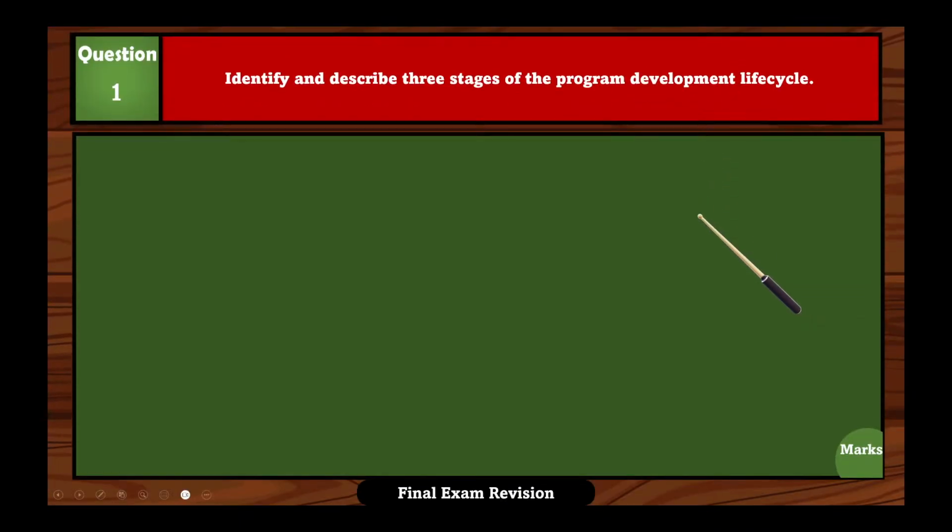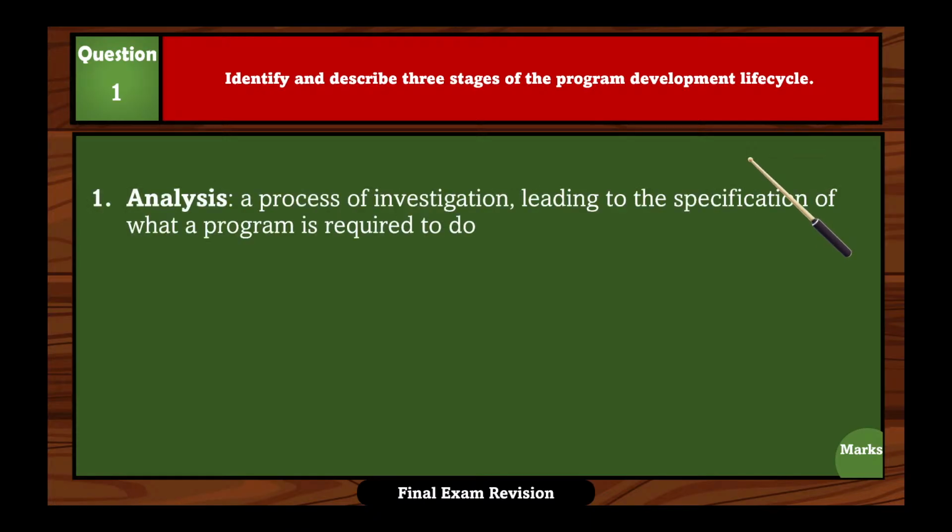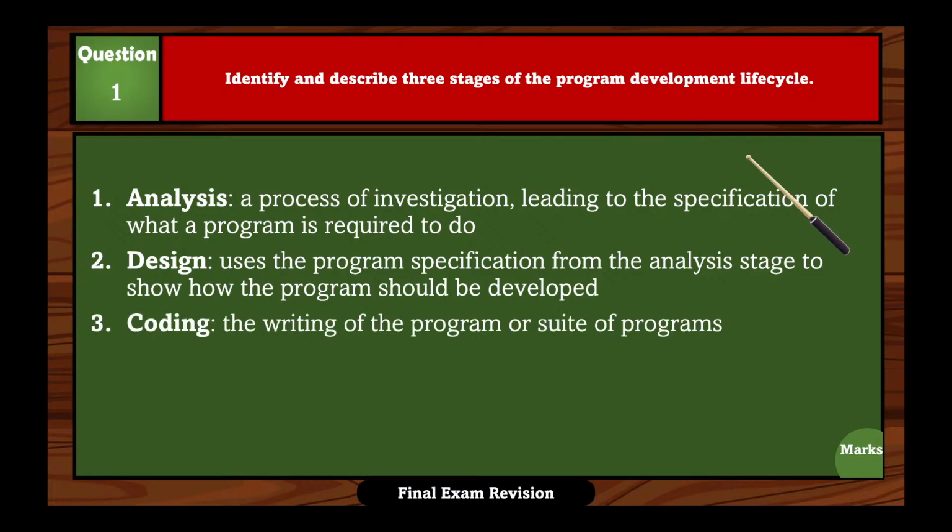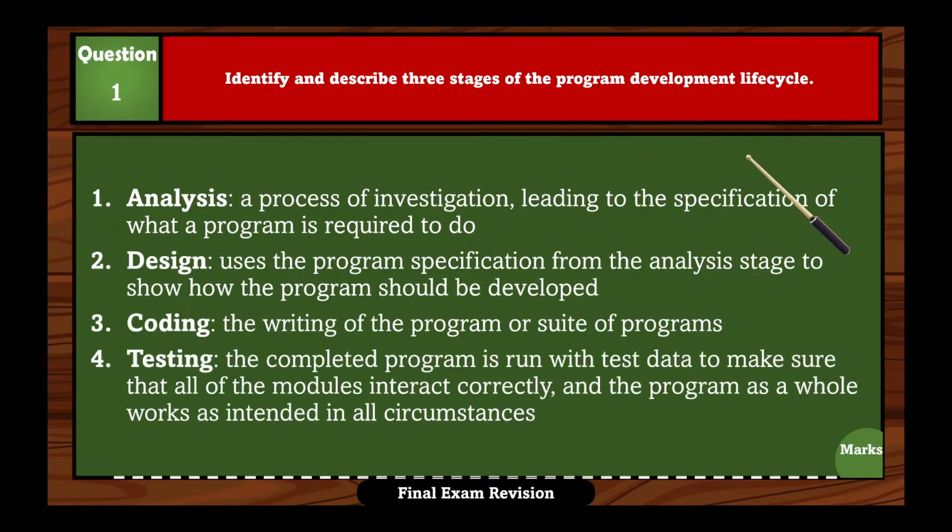Okay, question number 1, identify and describe 3 stages of program development life cycle. So we know there are 4 stages of program development life cycle. First of all, we have analysis stage, then we have design stage, then we have coding stage, and the last stage is the testing stage. So let's see the details of each stage.